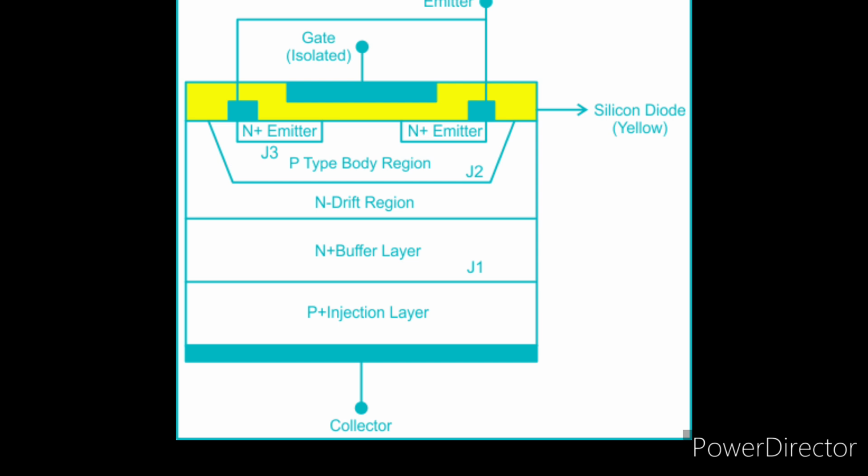Now, the operation of BJT comes into picture. Here, the construction is like a PNP transistor, which is p-type body region, N minus drift region, and the P plus injection layer. So whenever the current starts flowing at the p-type body region, the electrons from the N plus emitter which reached the p-type body region enter into the N minus drift region. And observe that N minus drift region is a lightly doped N region.